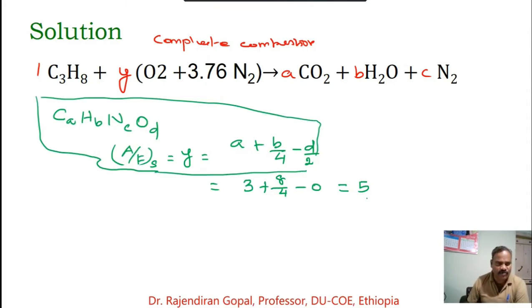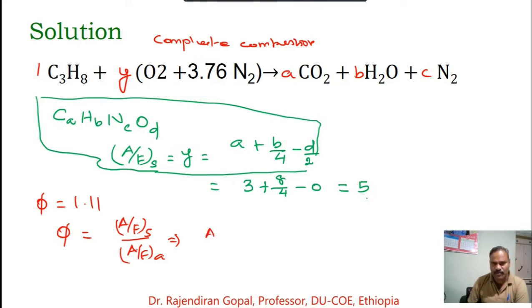Now the equivalence ratio is given as 1.11. The definition of equivalence ratio is the stoichiometric air fuel ratio over the actual air fuel ratio. So we can find out the actual air fuel ratio: 5 is the stoichiometric air fuel ratio and the equivalence ratio is 1.11, so we can get 4.5.